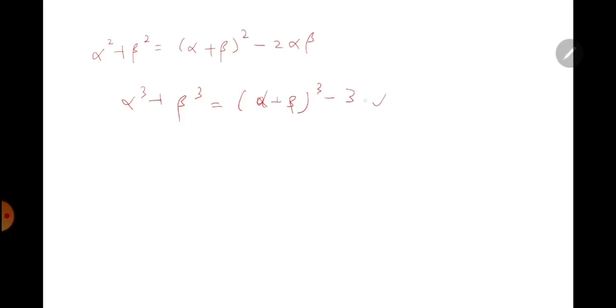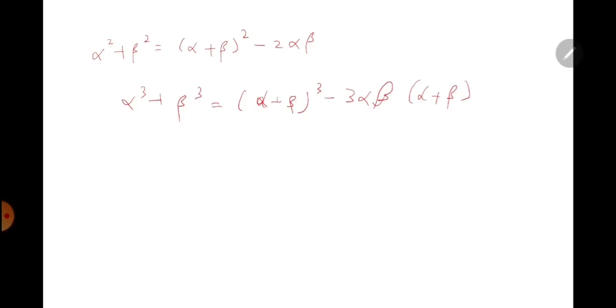For the next few examples, the following identities are needed. If you have alpha squared plus beta squared, this will equal alpha plus beta squared minus 2 alpha beta. And if you have alpha cubed plus beta cubed, this will equal alpha plus beta cubed minus 3 alpha beta times alpha plus beta.